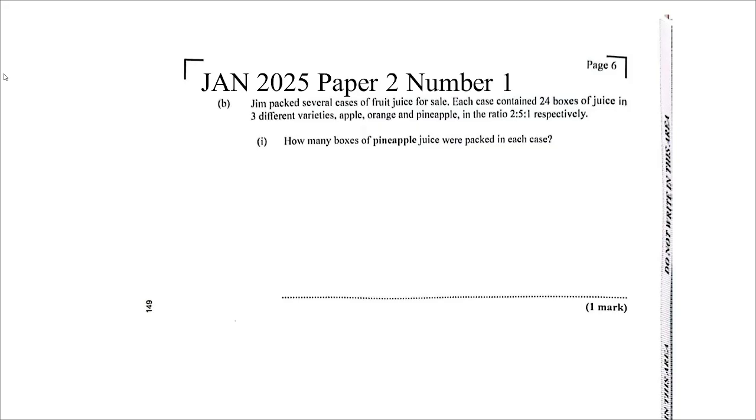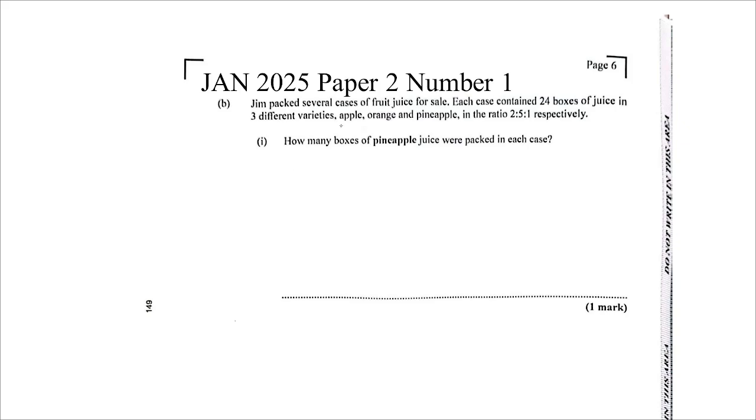Jim packed several cases of fruit juice for sale. Each case contained 24 boxes of juice in 3 different varieties, in a 2:5:1 ratio, respectively. How many boxes of pineapple?